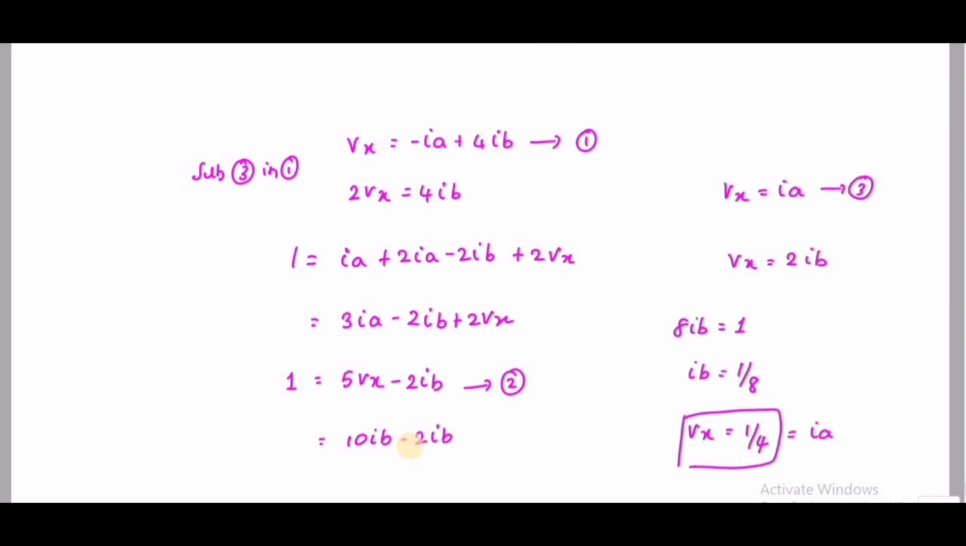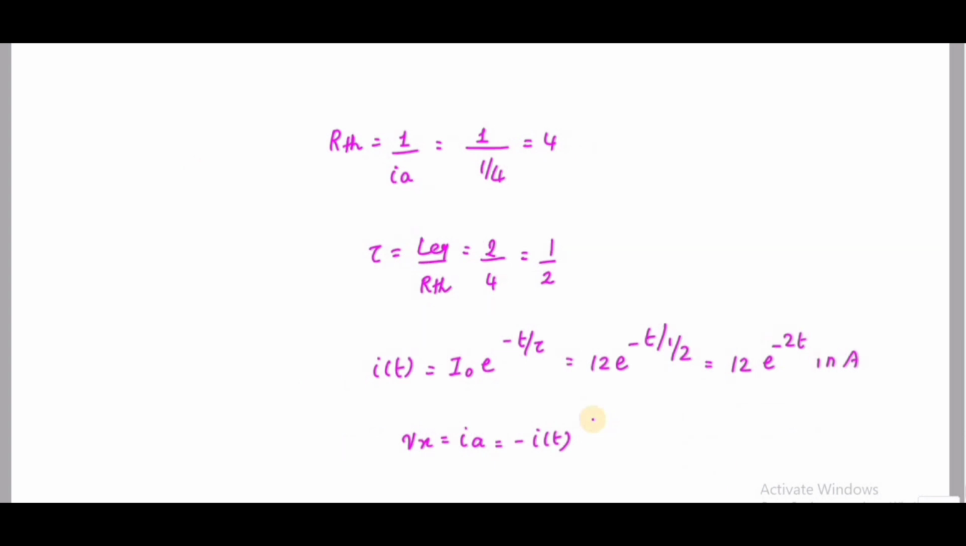So Vx is nothing but Ia. So I'm going to substitute RTH. RTH is equal to VTH divided by Ia. VTH value is 1 and Ia value is 1 by 4, so RTH is 4. So what is tau? Tau is equal to L equivalent divided by RTH. So L equivalent value is 2 and RTH value is 4, so tau value is 1 by 2.